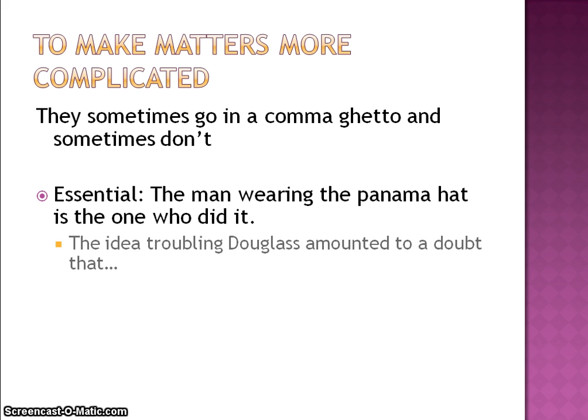For example, the man wearing the Panama hat is the one who did it. Obviously, we need to know which man we're talking about. It's the one wearing the Panama hat. So we cannot drop it. That is an essential participial. Here's another one. The idea troubling Douglas amounted to a doubt that, again, which idea? It's the idea troubling Douglas. We cannot drop it. It is essential. It does not go in a comma ghetto.